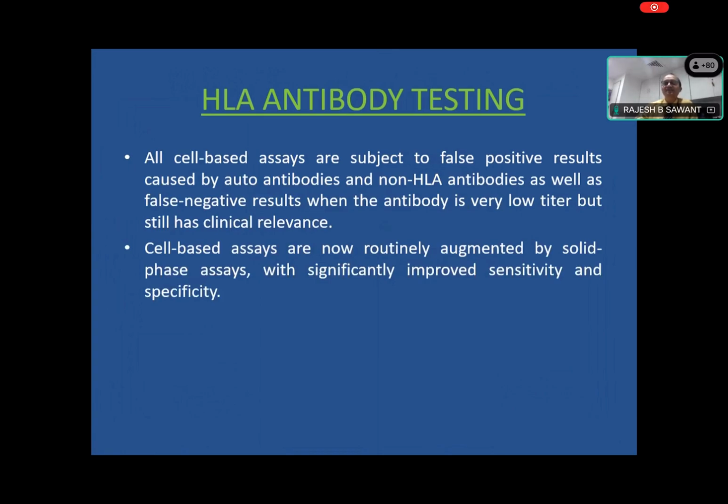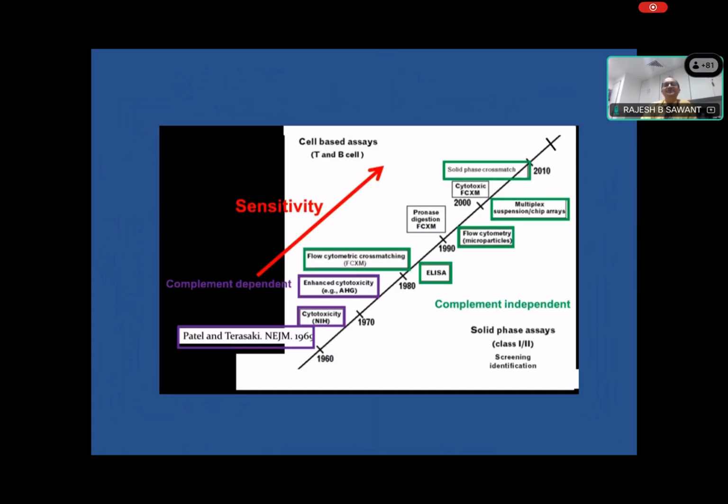So again, here we are not doing the molecular typing, but we are looking at the antibodies, and cell-based assays are subject, as we know, to false positive results, which may be caused by either non-HLA antibodies or auto-antibodies, etc. And there may be antibodies in very low titer or very low level, which may still have some clinical relevance. So these assays are now routinely augmented by solid phase assays, which have significantly improved the sensitivity and specificity, right? So if you look at the solid phase assays or the various cell-based assays that are available.